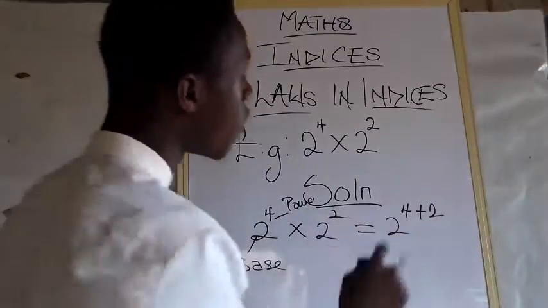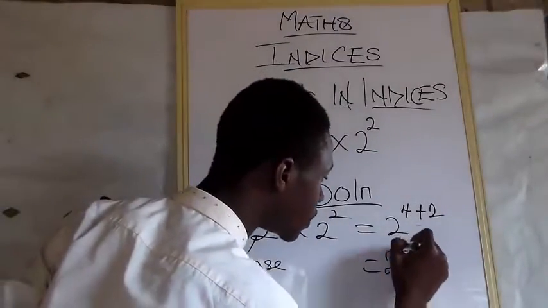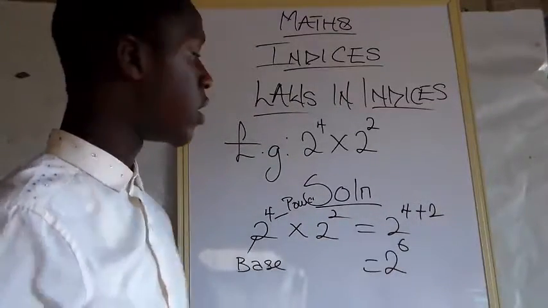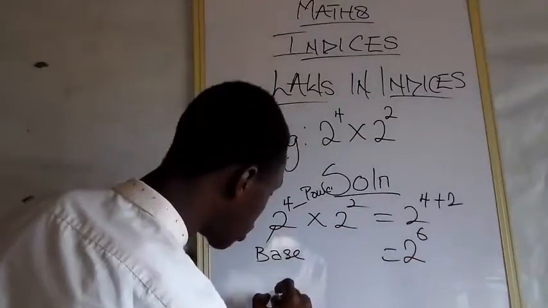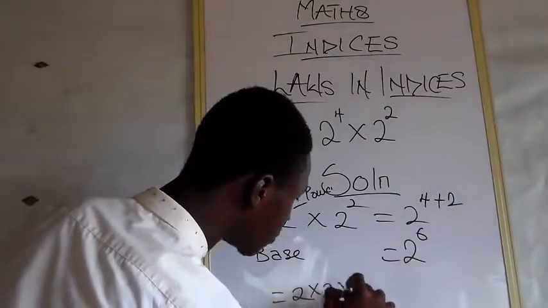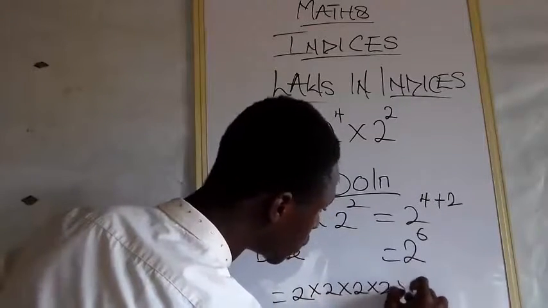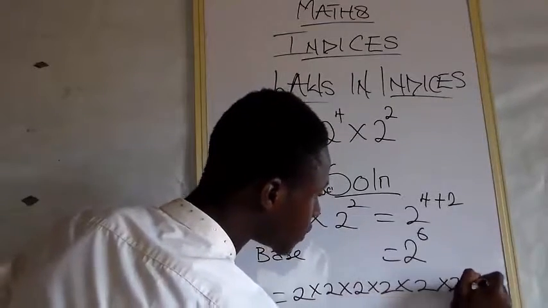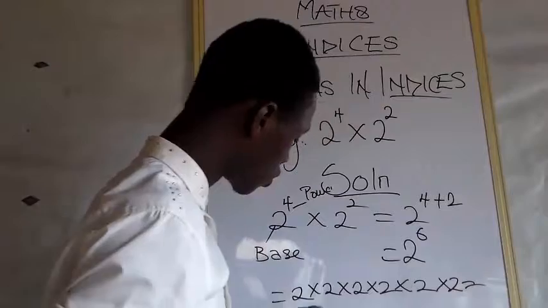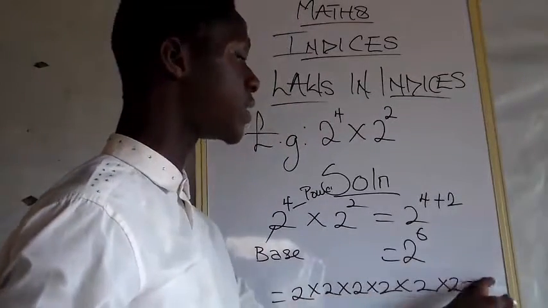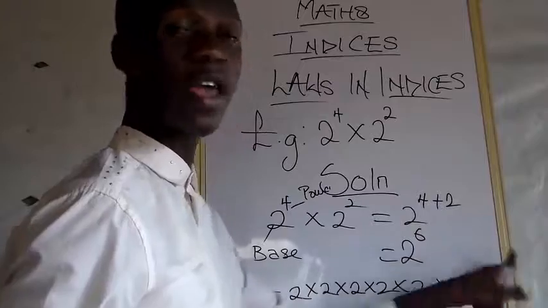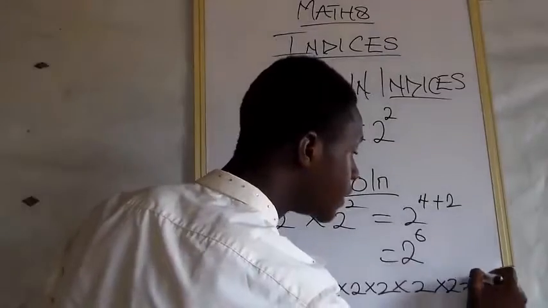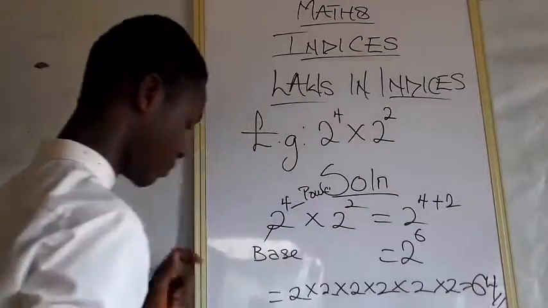Adding the power, 2 raised to power 4 plus 2 is what? 6. Now we have 2 raised to power 6. 2 raised to power 6 is also 2 multiplied by 2 multiplied by 2 multiplied by 2 multiplied by 2; there will be 1, 2, 3, 4, 5, and your 6. Whatever you get by multiplying all these numbers is your final answer. Now you have 64 as your final answer.